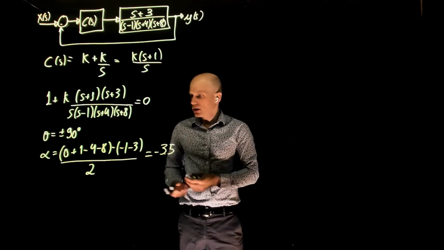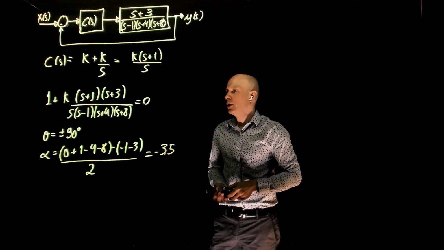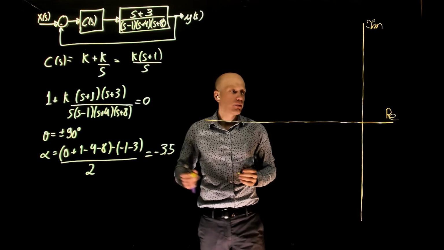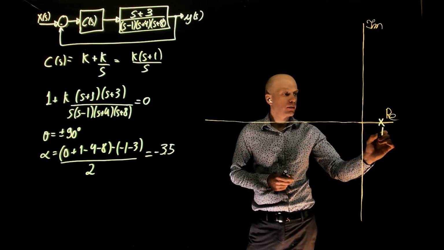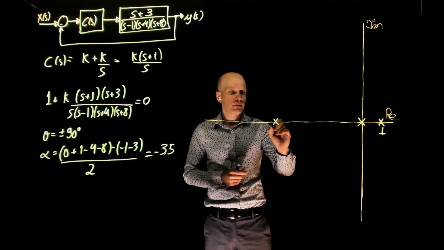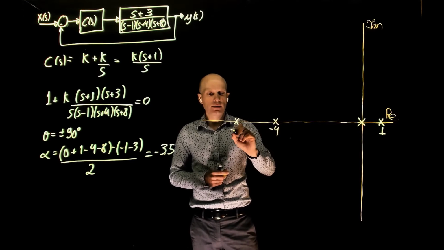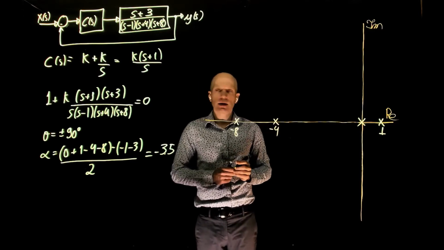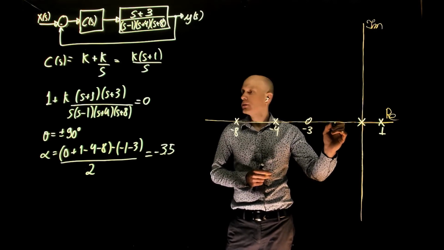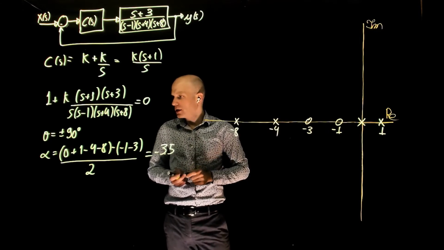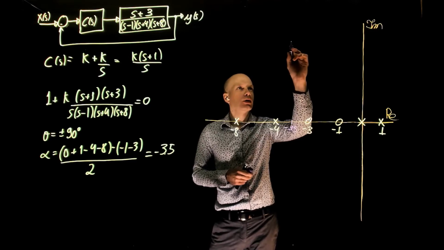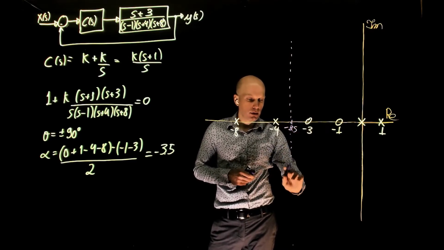Now let's look at the root locus and see if we need to determine the breakaway points. Let's start by placing poles and zeros, starting with poles. We have a pole at positive 1, a pole at 0, at negative 4, and negative 8. And we have zeros at negative 3 and negative 1. We also have the centroid of the asymptotes located at negative 3.5. One goes up at 90 degrees, and the other one goes down.